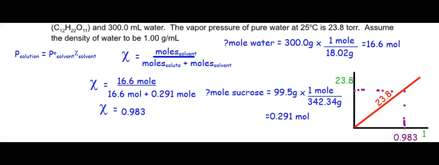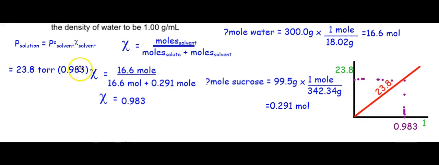Well, what is my actual value going to be then? All right, well, it's going to be 23.8 torr times the mole fraction, that's my x, there is no b, and what do I get? I get 23.4. So what's my value right here? This is going to be 23.4. What is this going to be? Hang on, torr. It's going to be 23.4 torr right there, okay? So that's how you do this problem.